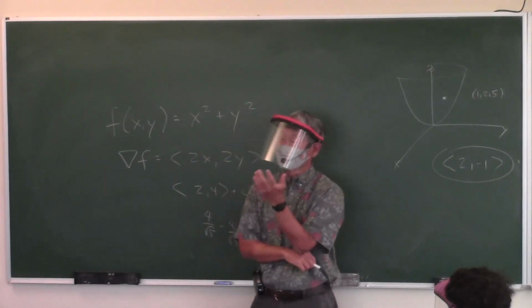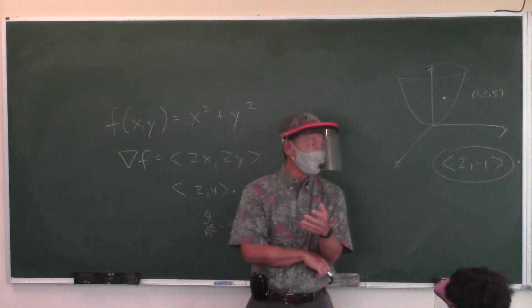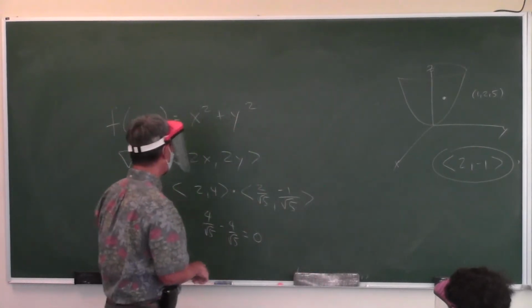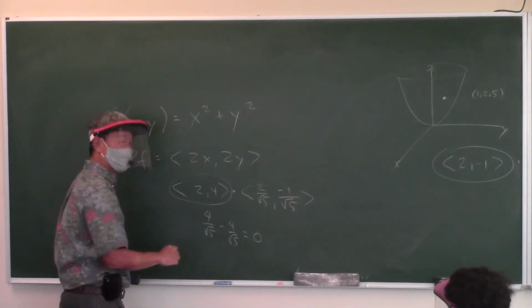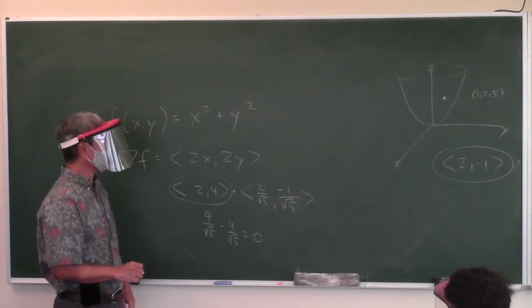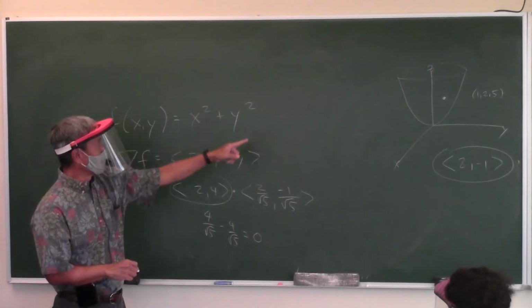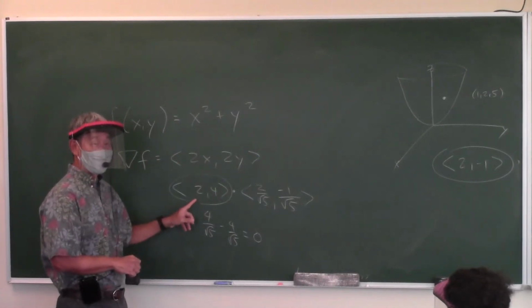Well, anyway, it says it's in the direction of the gradient. Now, what is the value of the gradient at this point? Well, we already computed it, right? Isn't it 2, 4? Didn't we compute the value of the gradient at that point? This is the path of steepest descent.